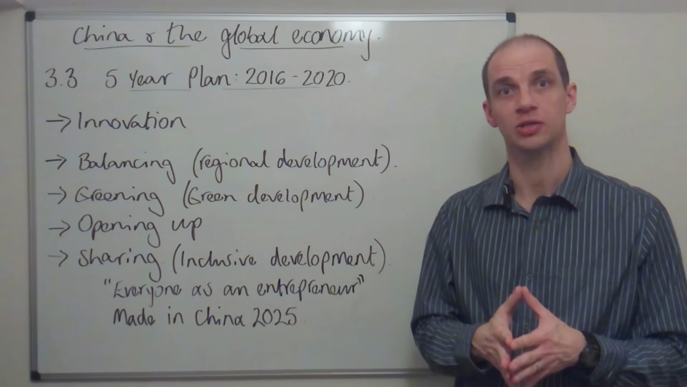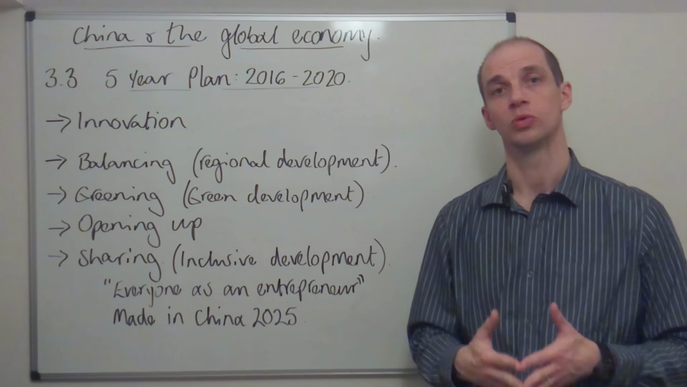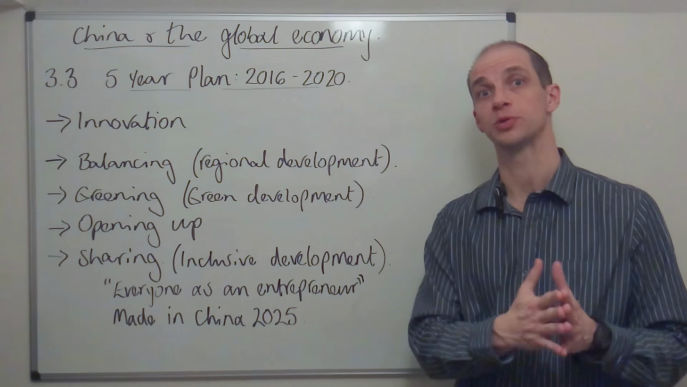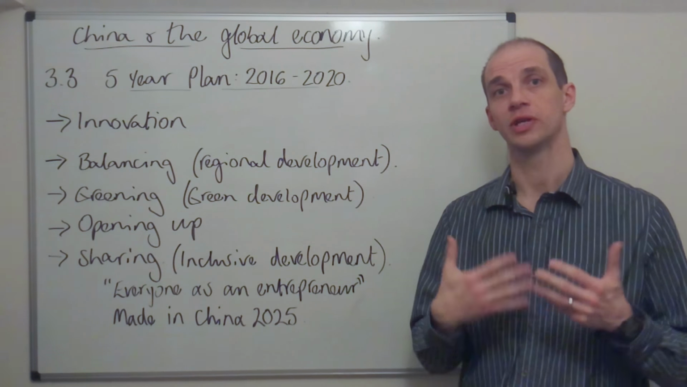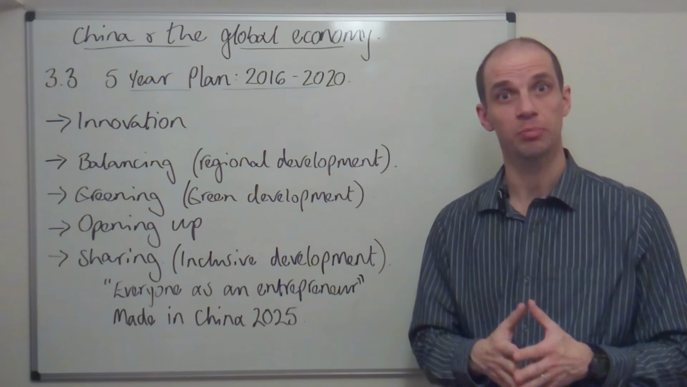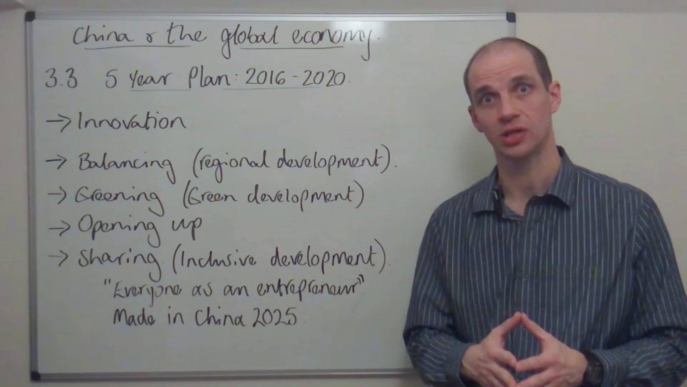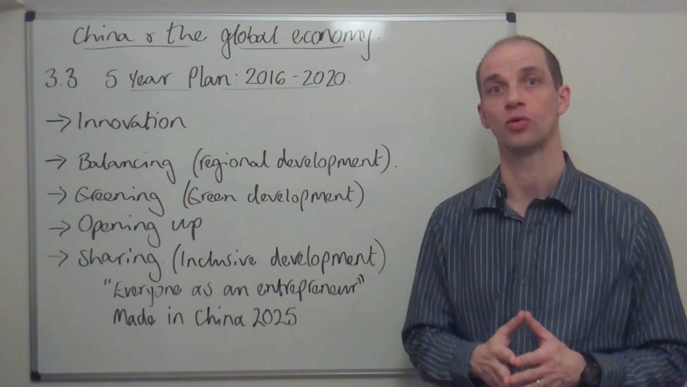During this lesson, we're going to be focusing on China's current 5-year plan, which is taking place over the period from 2016 through to 2020. Now, this has been decreed by the Communist Party, and the 5-year plan itself represents a social and economic development plan for the Chinese economy.